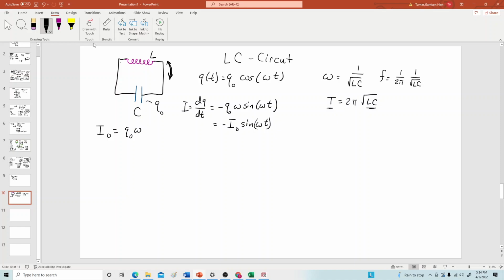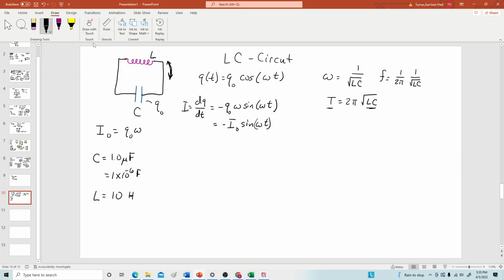And if we want to do an example here with actual values, let's let our capacitance have a value of, let's say, 1 microfarad, which is 1 times 10 to the negative 6 farads. And our inductance, let's go ahead and give it 10 henries. Let's make this a rather large inductor.